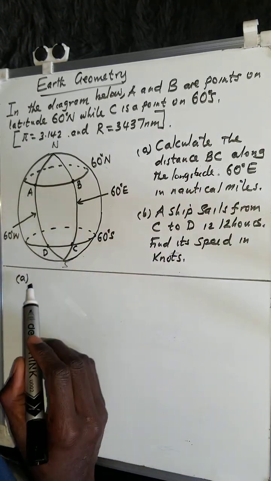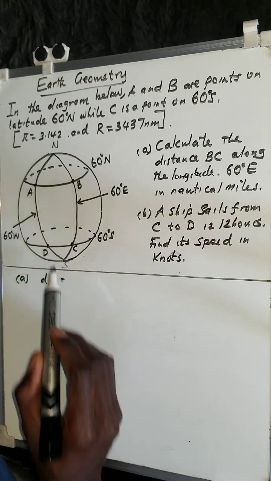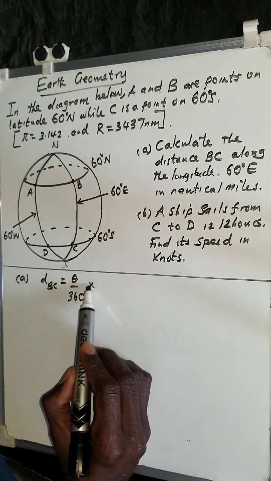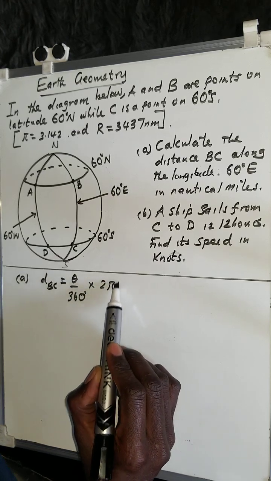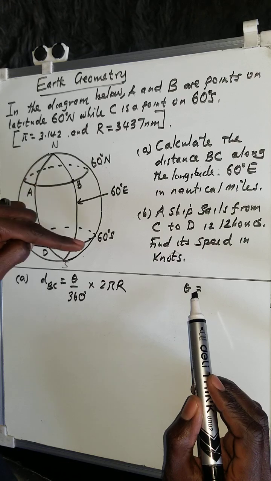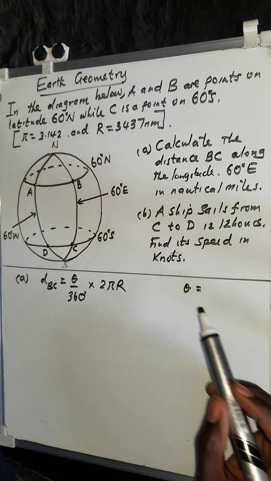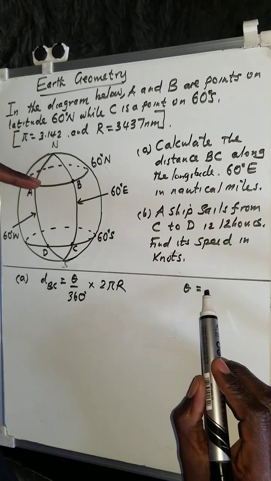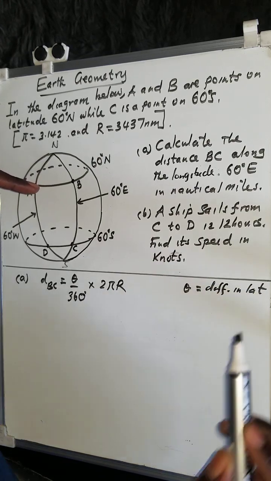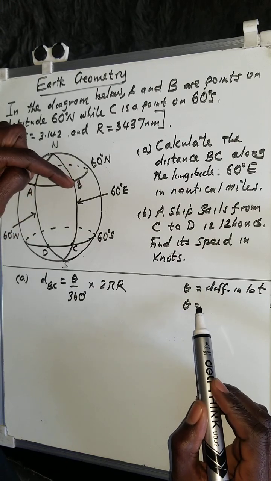So remember, when you're calculating distance, which is BC along the longitude, we said it's theta over 360 degrees multiplied by 2 pi, the radius of the earth. Remember what our theta is? It is the difference in latitude between the latitudes where B and C are lying. I hope you remember that. So what is the difference in latitude?